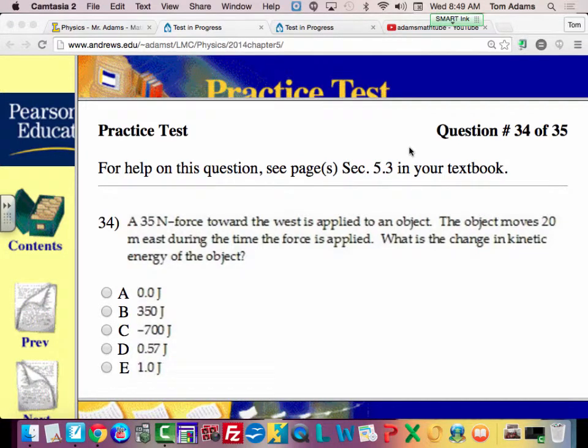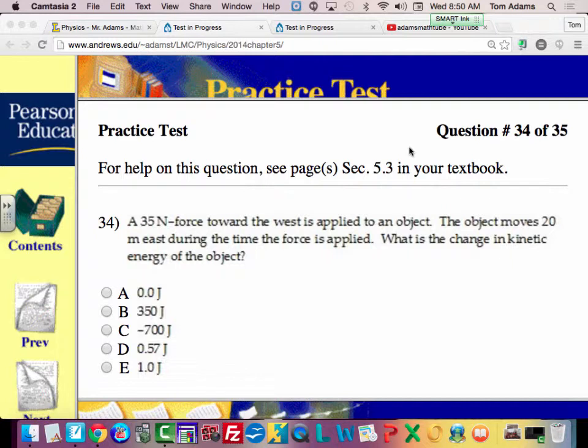Okay, so for question number 34, it says a 35 Newton force towards the west is applied to an object. The object moves 20 meters east during the time that the force is applied. What's the change in kinetic energy? That's a weird one.